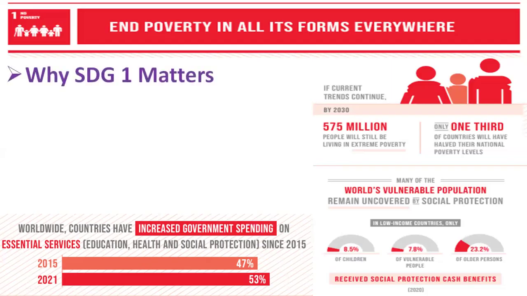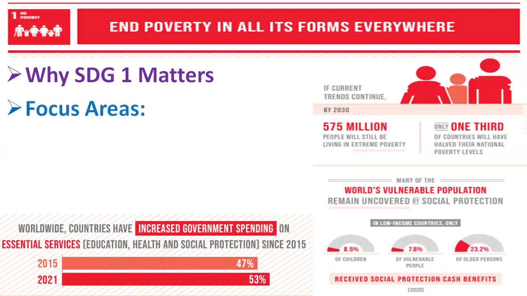Why does SDG 1 matter? Because poverty eradication is fundamental to achieving all other SDGs. Without addressing poverty, issues such as hunger, health, education, and inequality cannot be effectively tackled. Sustainable and equitable progress requires breaking the cycle of poverty and empowering individuals to lead self-sufficient, dignified lives.